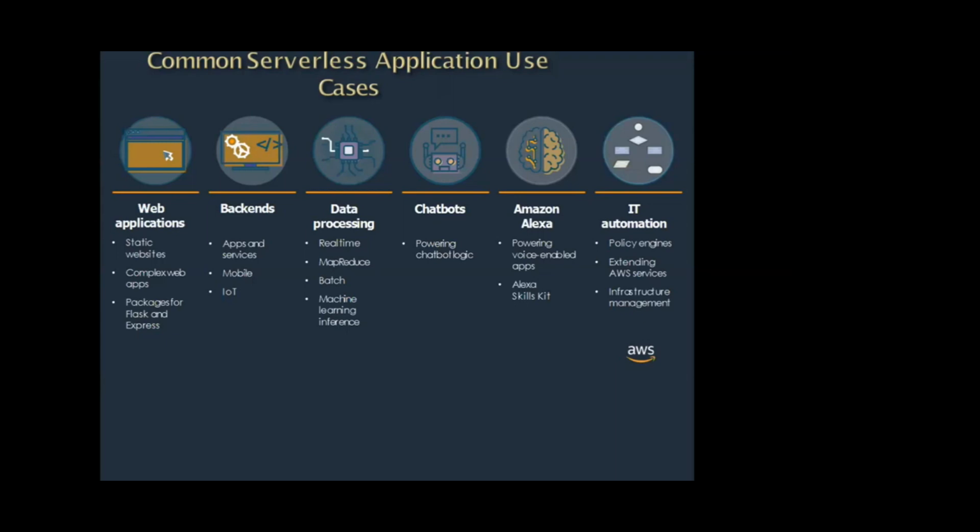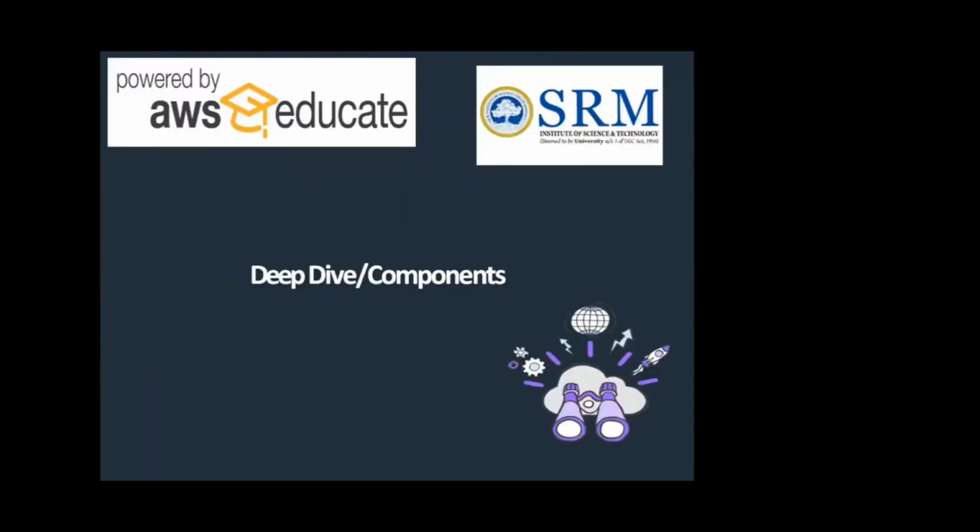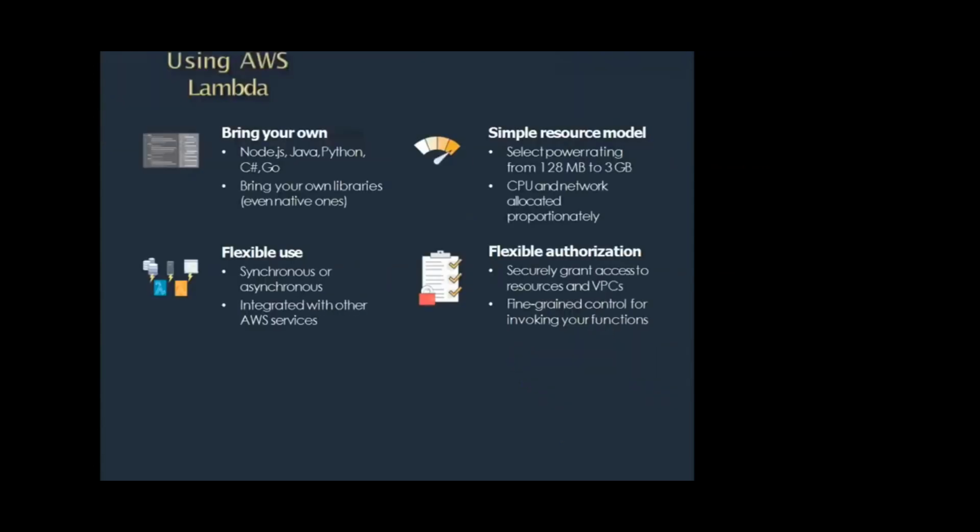It also has other applications such as chatbots, data processing, and Amazon Alexa, one of the most popular uses of Lambda. I hope that most of you have used or at least heard about this. And it is also used in IT automation. You have heard now there's this concept of smart homes, and everything is connected with the help of IoT and Alexa. Okay, so now we will study each of these features in detail.